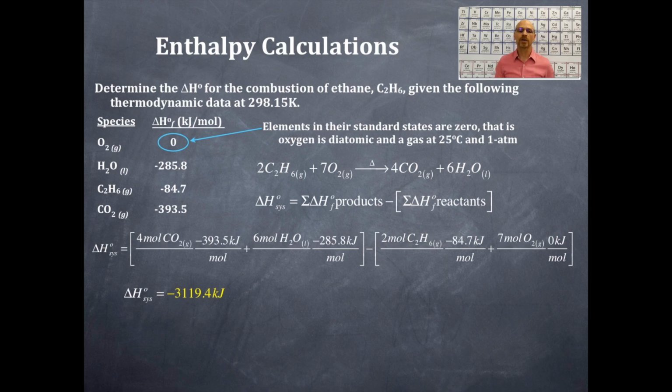And the delta H naught for the system, that is the combustion of ethane, is negative 3,119.4 kilojoules. Notice that the moles have canceled out. All these values have 1 decimal place in them, except for that of oxygen, which is just a flat-out 0. So the last operation is addition, and so therefore it will have 1 decimal place because it's the fewest number of decimal places with addition and subtraction.